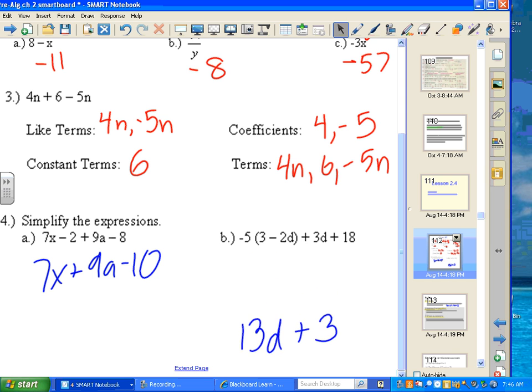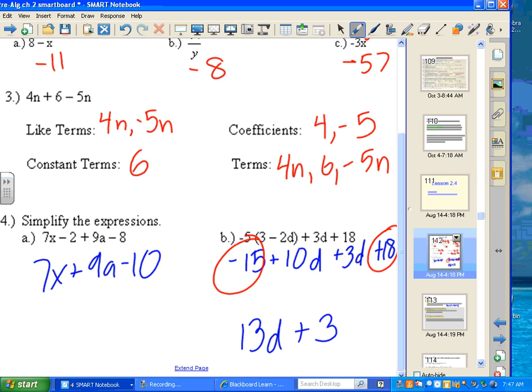Okay, it should be plus 3. After you distribute, we get negative 15 plus 10D. Drop down your plus 3D, your plus 18. So here's how you get positive 3: negative 15 plus 18 is positive 3. Okay? Sean?